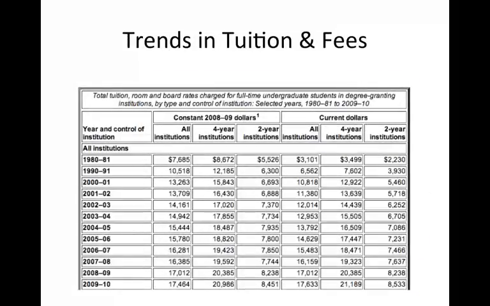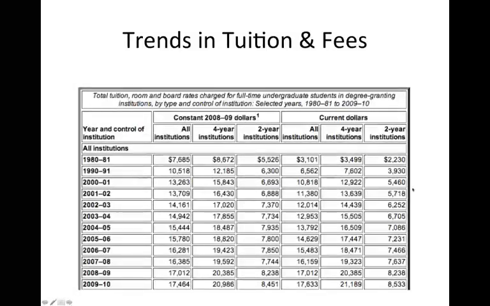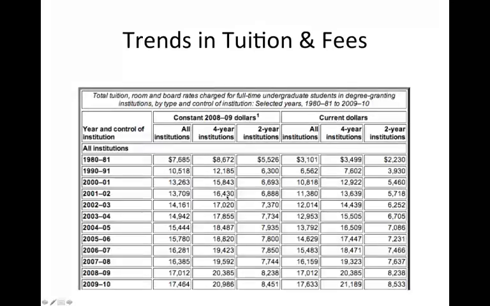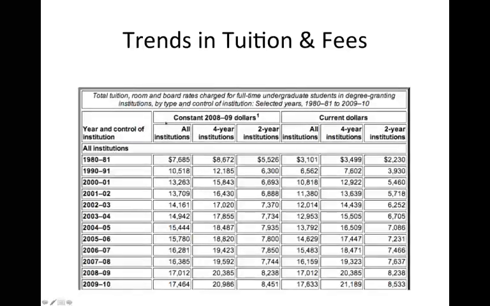Information about tuition and fees. This is, again, national summary information that shows you how tuition and fees have changed over time. They're shown two ways. Here are the current dollars, what they actually charged in each of those years, and then this information over here has adjusted that for inflation. That's what they mean by constant dollars.